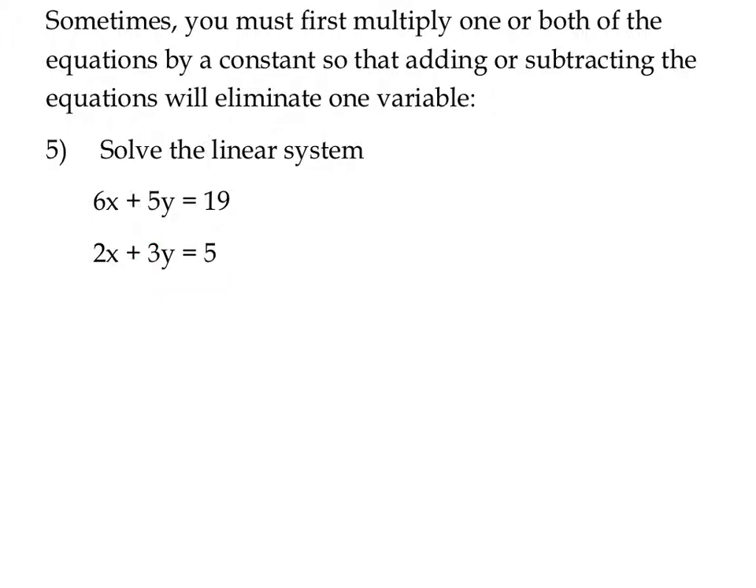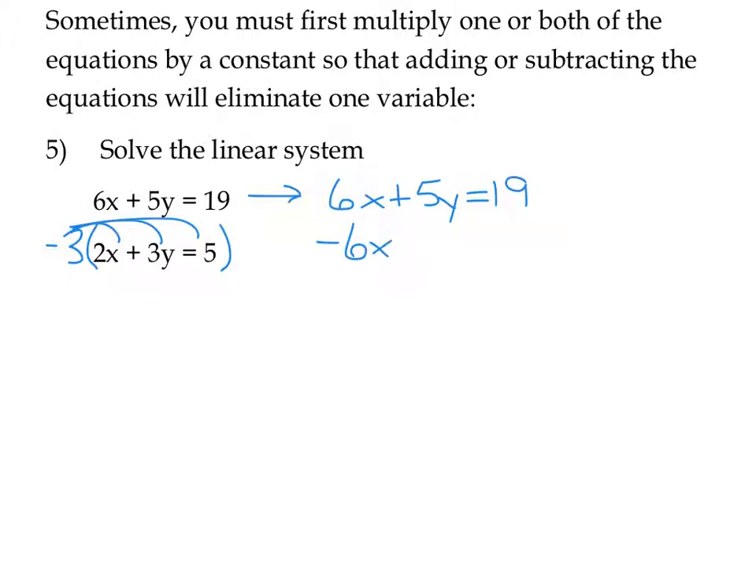But you can multiply entire equations by whatever you want. So in this case, I'm going to recognize that if I multiply this by negative 3, I'm going to get negative 3 times 2 is negative 6x. So my first equation isn't going to change. 6x plus 5y equals 19. My second equation is going to be negative 6x, because I'm going to distribute the negative 3 to the entire equation, minus 9y equals negative 15. And now I can add these two equations together.